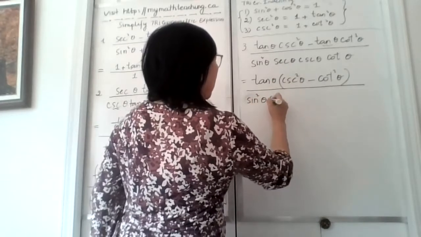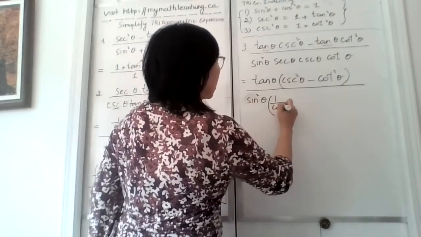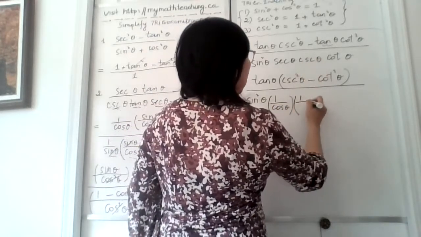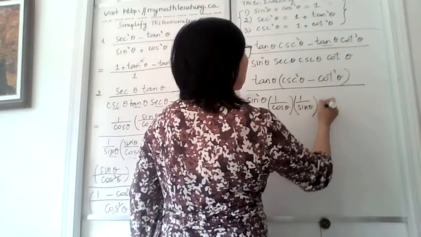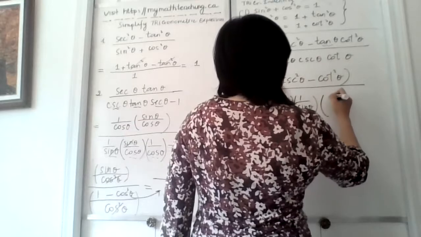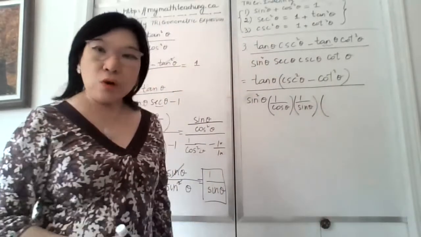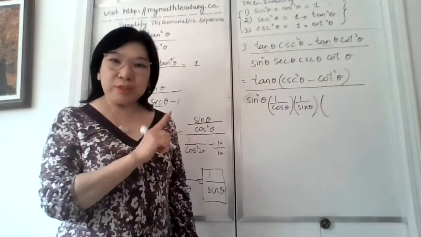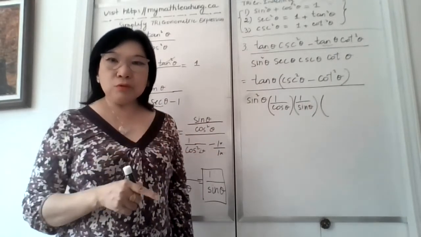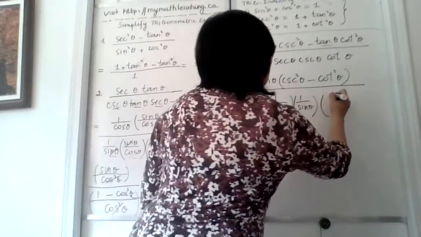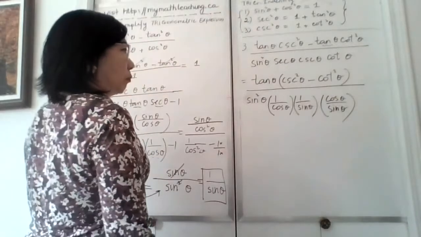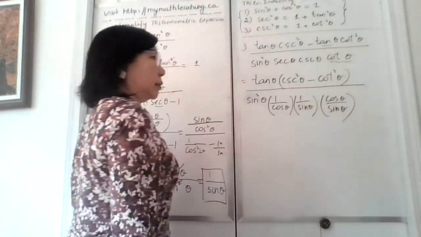The secant, I'm going to change into 1 over cos theta. Times cosecant, I'm going to change into 1 over sine theta. And cot theta, I'm going to change into, now the tan equals sine over cos. So the cot will be the opposite, because cot is the inverse of the tan. So instead of sine over cos, it will be cos over sine. So it will be cos theta over sine theta for cot theta.